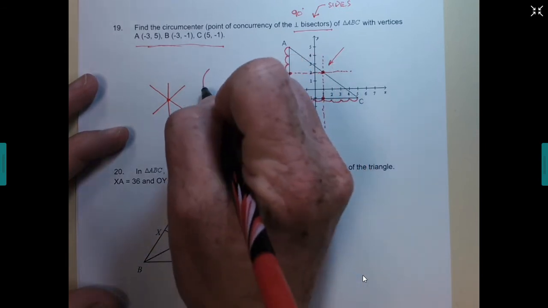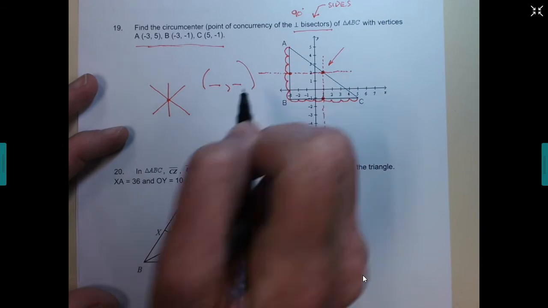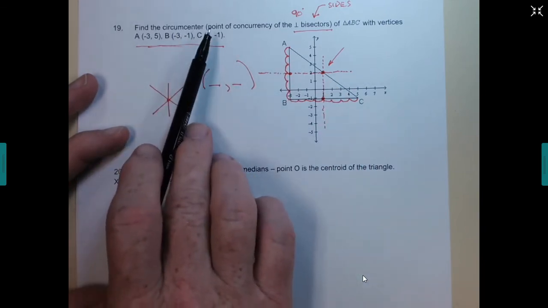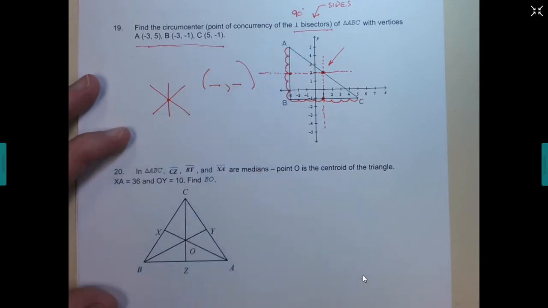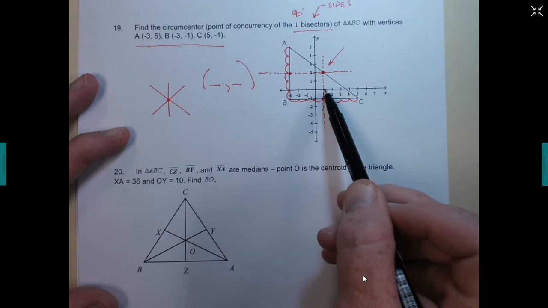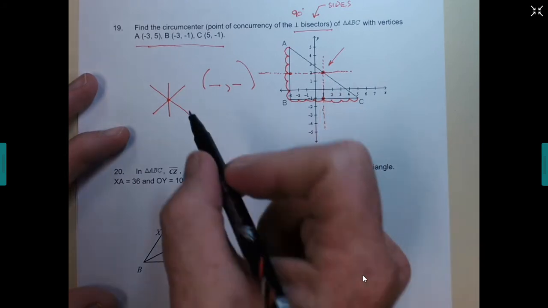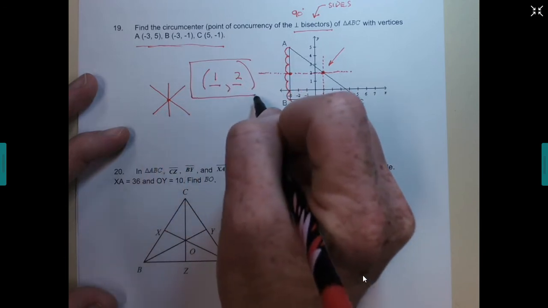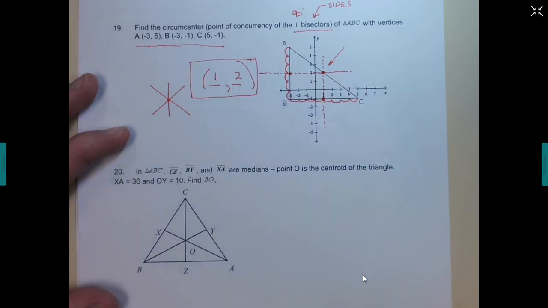As long as I can figure out what the coordinates of that point are, then I have found the circumcenter, the point of concurrency for all of the perpendicular bisectors. Well, the coordinates of that point, I would go to the right one and up 2 to get there. Looks like a very complicated problem, but if you have a good attack plan, it's not that bad.